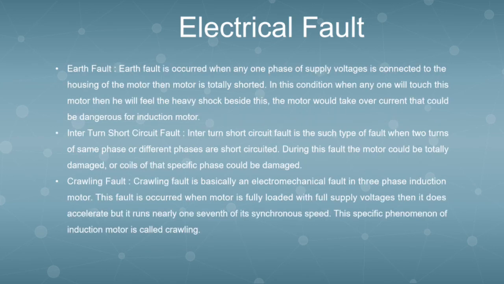And the next one is earth fault. It can occur when any phase of the supply voltage is connected to the housing of the motor and the motor is totally shorted. Another one is interturn short circuit fault. It happens when two turns of the same phase or different phases are connected in short circuit. And the last electrical fault is stalling fault. It is basically an electromechanical fault in the three-phase induction motor. It occurs when the motor is fully loaded with supply voltages.